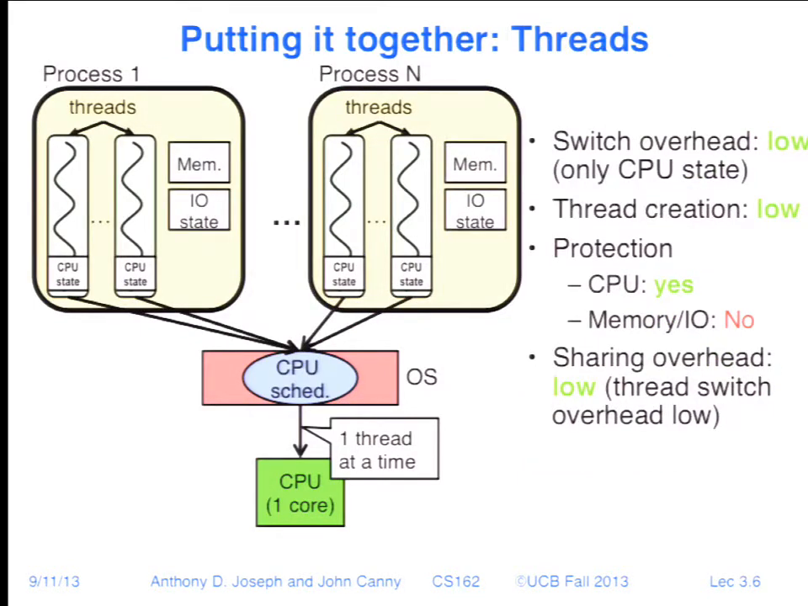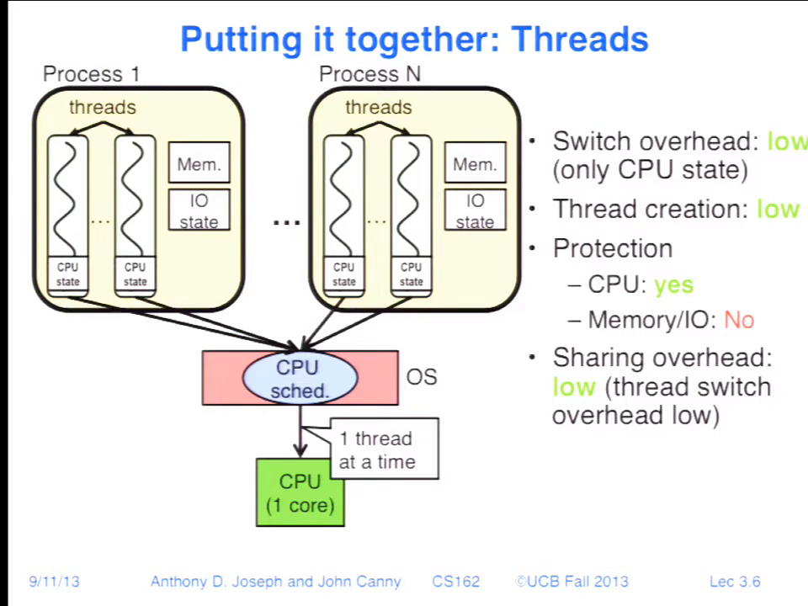Now, in contrast, threads, because they don't involve switching of memory or I/O resources, have a somewhat lower switching overhead. They also have a lower creation overhead because a thread is going to be running in the memory environment of a containing process. So there's no need to initialize that memory. All that needs to happen is that the registers need to be initialized for that thread and one or two stacks need to be created. That's a very small amount of overhead.